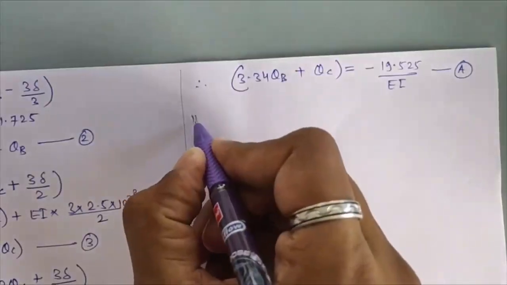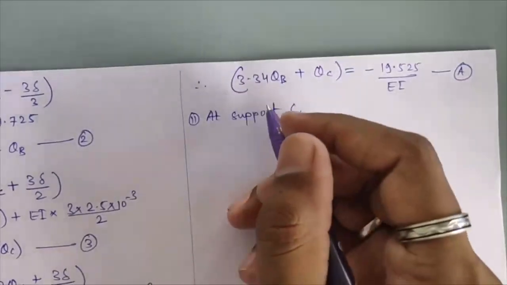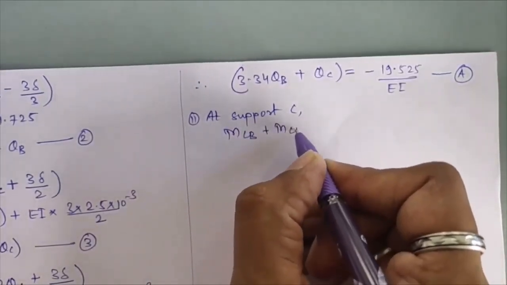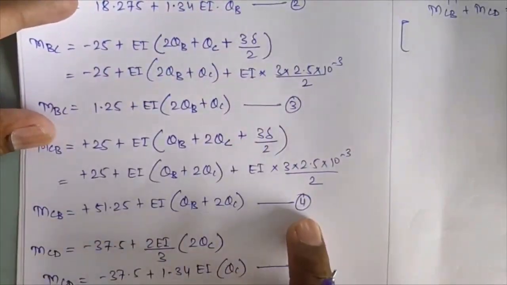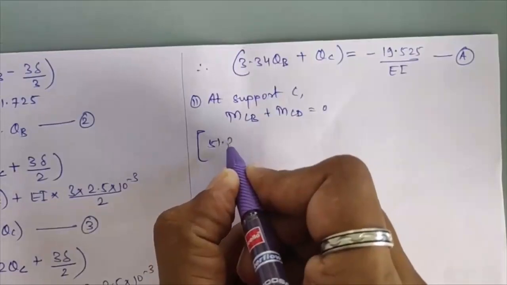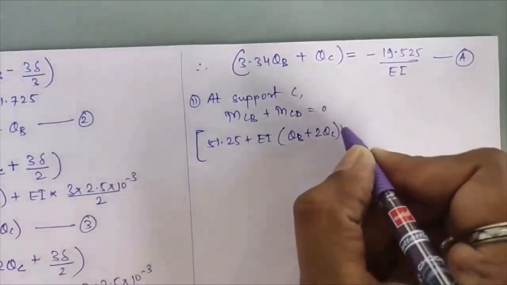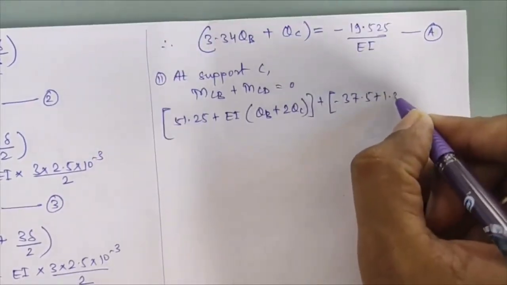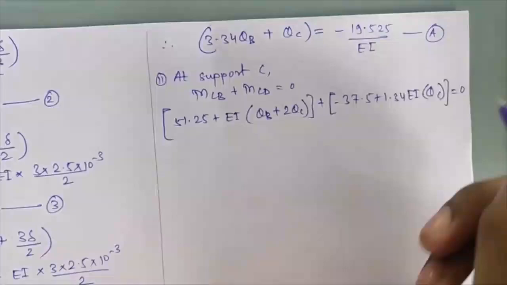Okay, now second equation that we have seen for at support C. Okay, at support C, members meeting at support C are, that is condition will be what? MCB plus MCD shall come equal to 0. Okay, I'll substitute the equation of CB, that is equation number 4th I have got 51.25 plus EI into theta B plus 2 times of theta C plus next equation of CD, that is equation number 5 I have got minus 37.5 plus 1.34 times of EI into theta C is equal to 0.